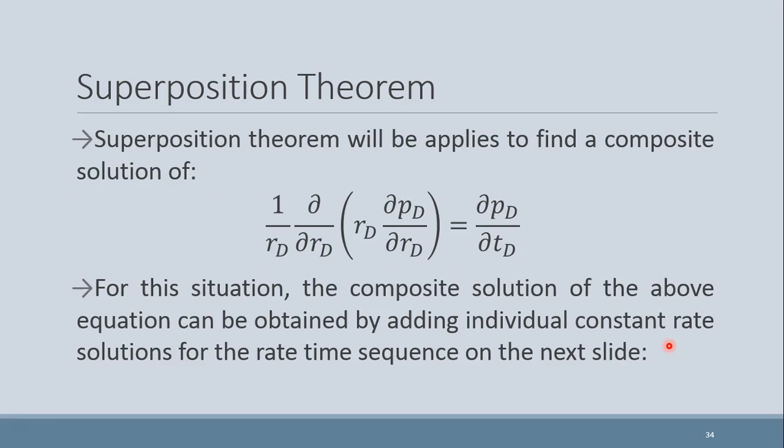So the superposition theorem applies to find a composite solution of the radial diffusivity equation in dimensionless form: 1 by rD, del by del rD of rD del pD by del rD, equal to del pD by del tD. The composite solution of this equation can be obtained by adding the individual constant rate solutions for the rate-time sequence on the next slide. This is what superposition is. This is the step in which we apply the superposition principle. We are adding the individual constant rate solutions of each of those hypothetical wells to obtain a solution for the total reservoir.